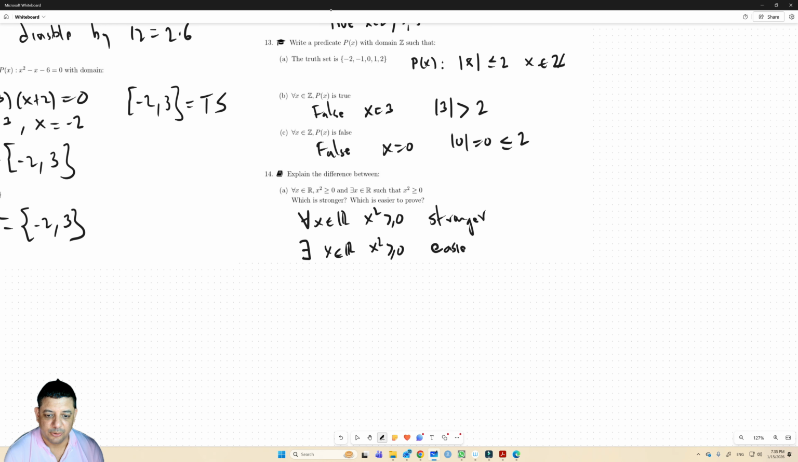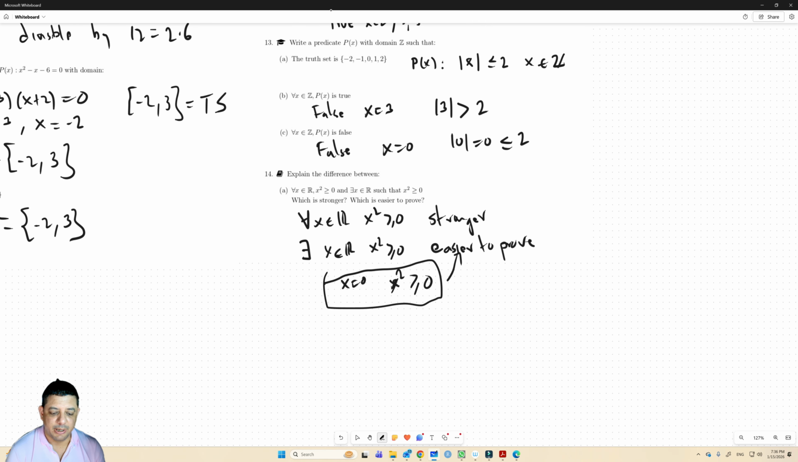So this is easier to prove because you just need to show one example. So as an example, x equals 0, then x squared is going to be bigger or equal than 0. Because in particular, x squared is equal to 0 in this scenario. So with this, I just proved this statement. Now to prove this one is much more complicated. Okay. All right. So this is the end of 3.1 examples.